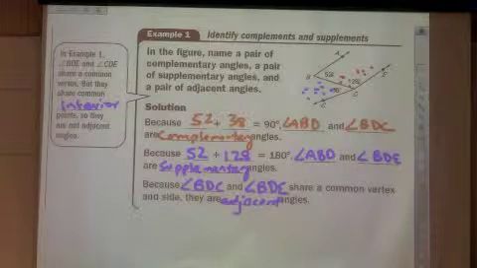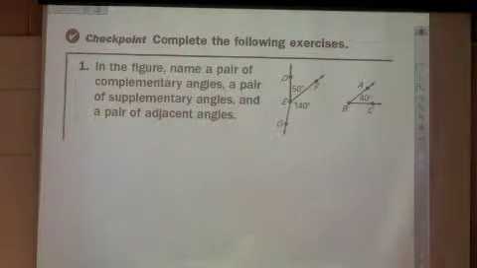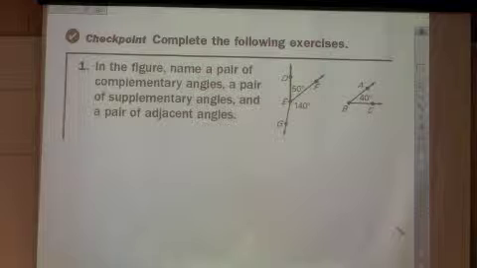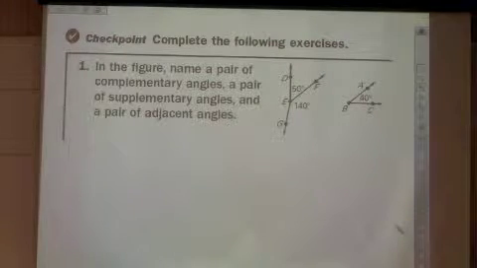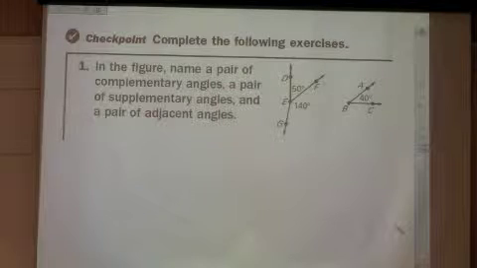Okay. All right, what do we got next here? In the figure, name a pair of complementary angles, a pair of supplementary angles, and a pair of adjacent angles. Let's cruise through that together really fast. Somebody help me out. What do you think? Anybody know a pair of complementary?